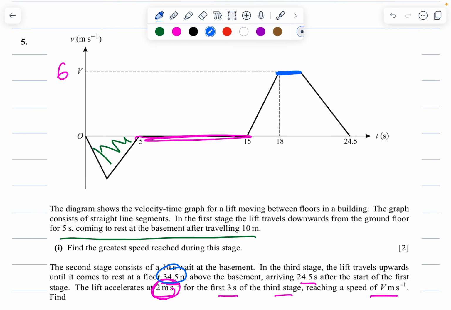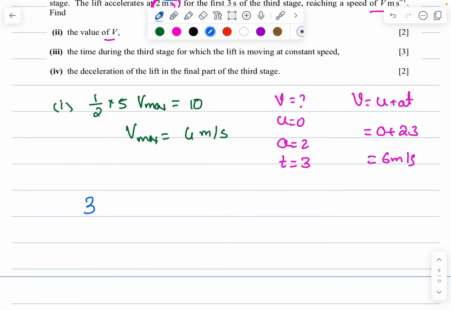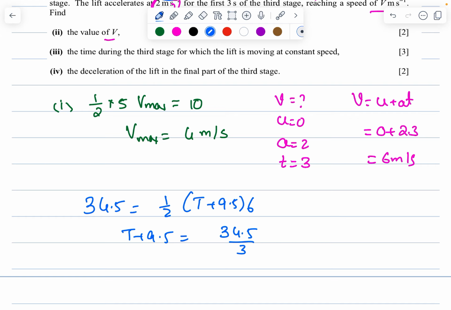This is the constant speed. So this distance is going to be 9.5, and this distance, let it be time t, and this height is going to be 6. He's telling us it is traveling a distance of 34.5. So the area of the trapezium: 34.5 equals 1 upon 2 times (t plus 9.5) times 6. So t plus 9.5 equals 34.5 divided by 3, which is 11.5. t plus 9.5 equals 11.5, so t equals 2 seconds. So for 2 seconds, it is traveling at a constant speed.